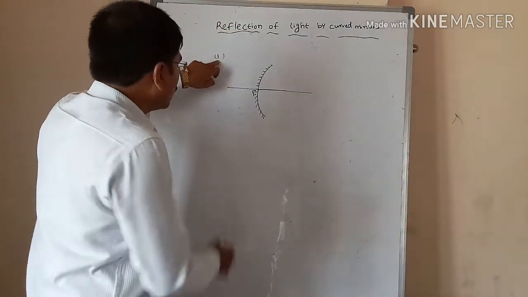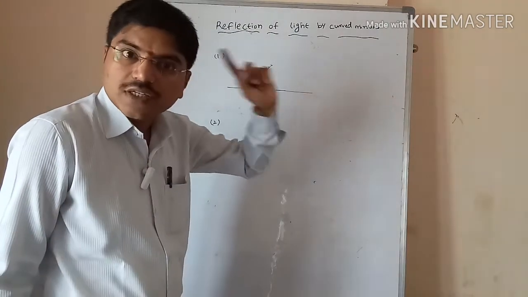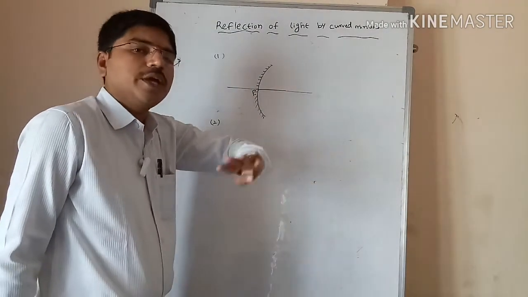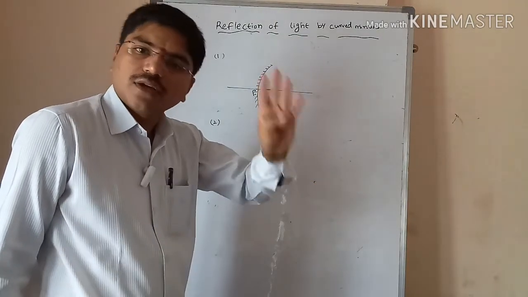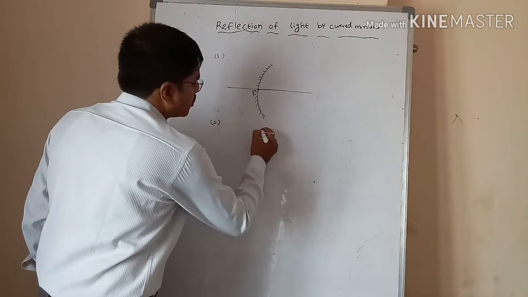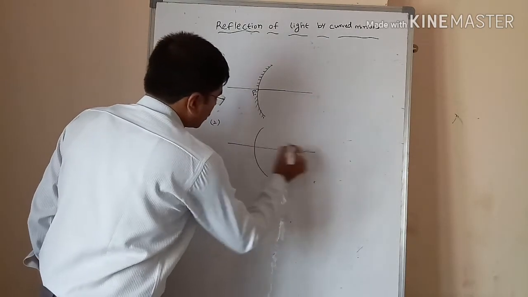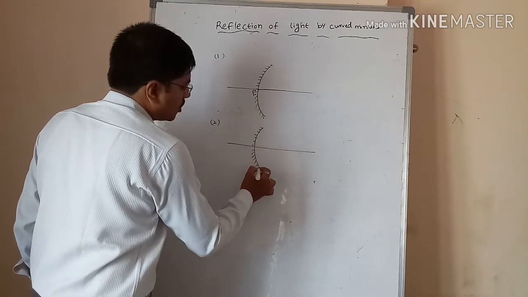And the second rule: the incident ray direction is positive. The remaining all directions are negative. Incident ray direction is positive. The remaining all directions are negative. Simple example I will show. For example, say concave, just you can see that concave mirror.